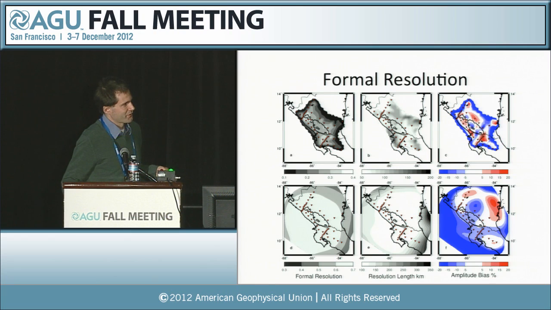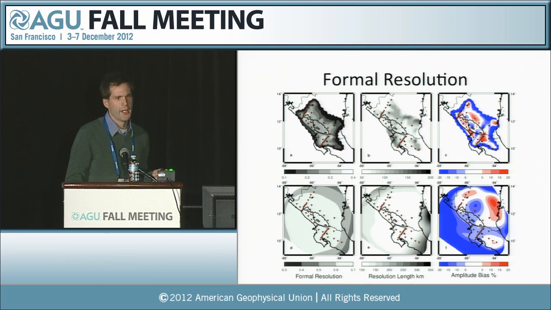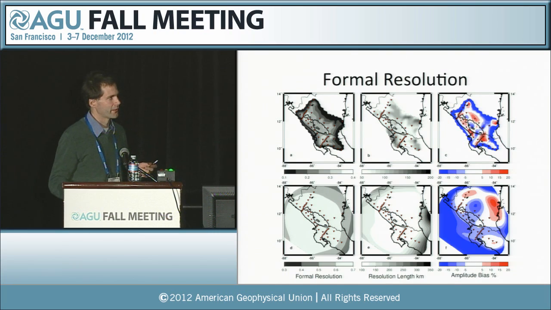We can describe that in a slightly different way using something like resolution length, which is the amount a point anomaly would spread out to adjacent nodes, which gives you an idea of the length scales that are resolvable. In the teleseismic study, our resolution is about a 100 kilometer length scale for an anomaly. For ambient noise, it's a little bit better, from 50 to 75 kilometers. But in general, anything on the order of 100 kilometers is probably interpretable, and anything shorter length scale than that is probably just an artifact.